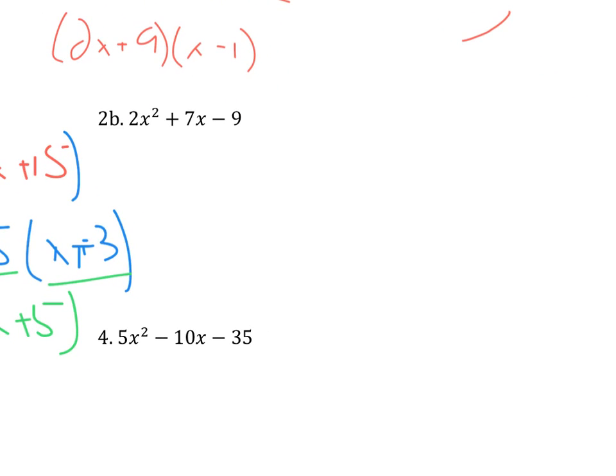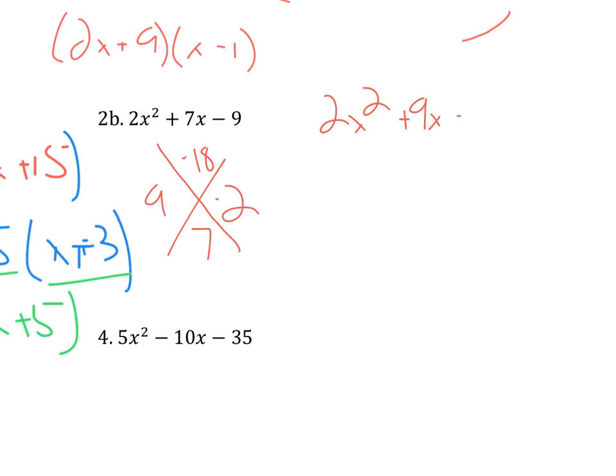All right, so let's do 2b now. Again, starting from scratch, we draw our x. We'd get negative 18. And then 7, as we saw, that is positive 9 and negative 2. So that gives us 2x squared. That 7 now is made up of 9x and negative 2x. And then we have that negative 9.